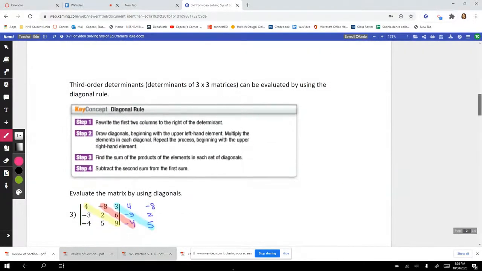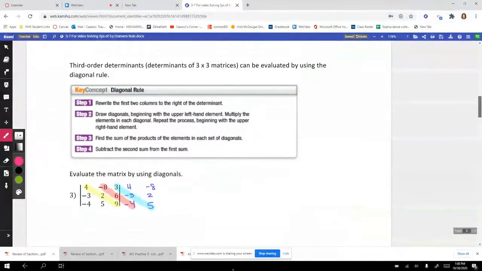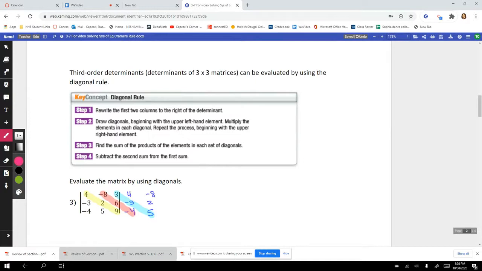All right, now we're going to work on something called the diagonal rule. It says third order determinants, which means 3 by 3 matrices, can be evaluated by using the diagonal rule. Okay, so what you're going to do first, if you look down here in number 3, is rewrite the first 2 columns so you can get those 3 diagonals there. Okay, that's the first thing you're going to have to do.